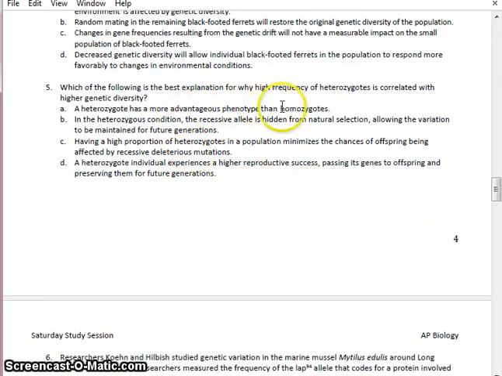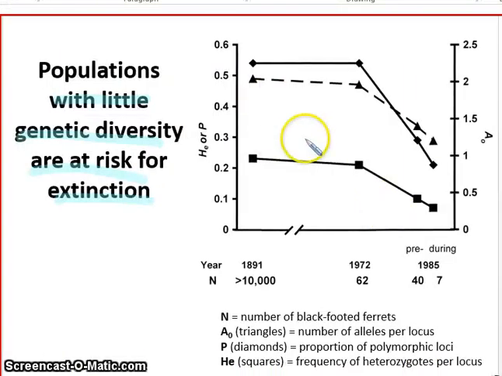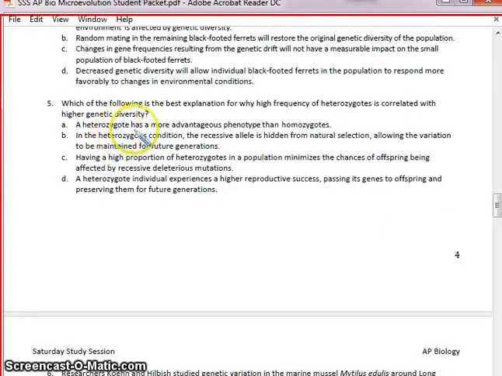All right, which of the following is the best explanation for why high frequencies of heterozygotes is correlated with a higher genetic diversity? For this one, let's look at some of the answers. Whoops, cross this out. It says heterozygote has a more advantageous phenotype. It's partially true. It can be more advantageous, but I'm not so sure about that one. In heterozygous condition, the recessive allele is hidden from the natural selection, allowing variation to be maintained. I do like how it's talking about hiding the allele, allowing variation to be maintained. So I'm going to say I think it's this one, but let's keep going.